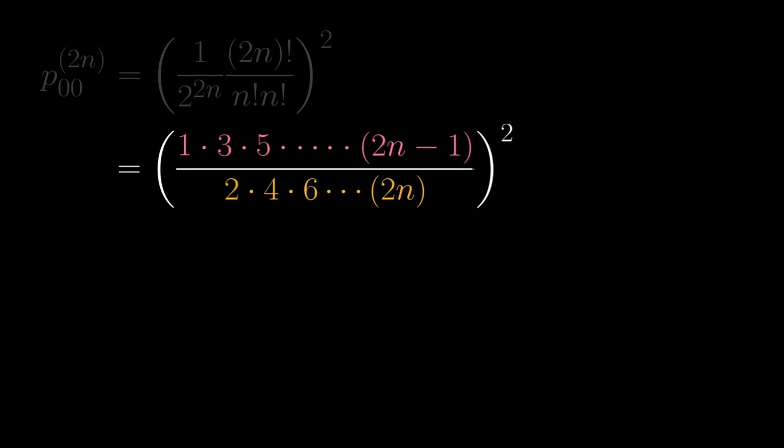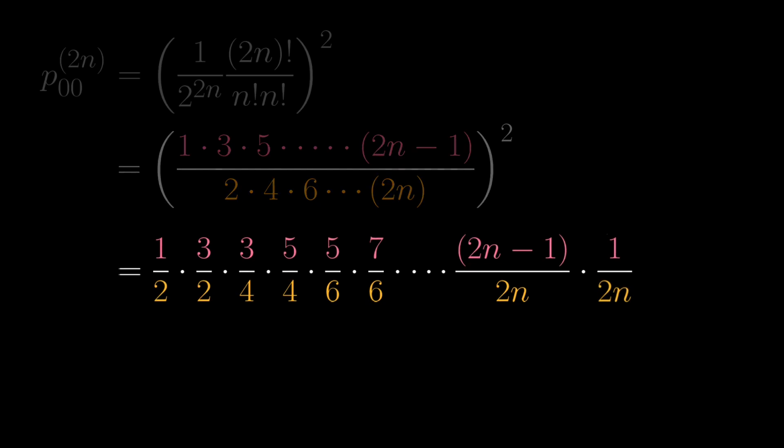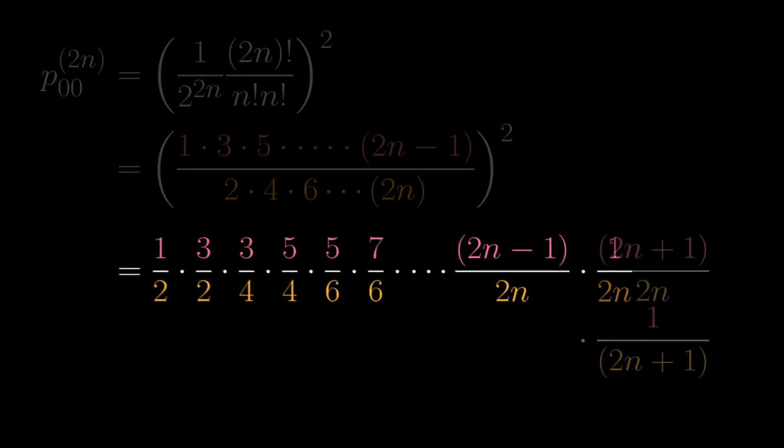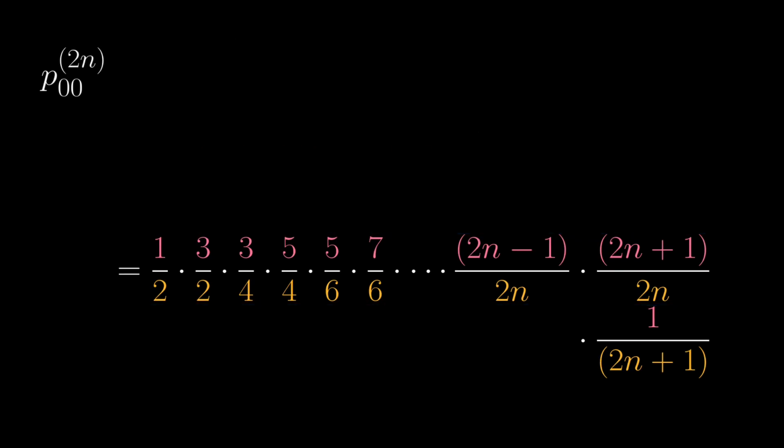But we still have the square out there, and so we need to have 2 copies of each number. Because the first number is a 1, we can essentially slide the numerator by 1 place, and the value will still not change. Just to make our pattern continue, we multiply and divide by 2n plus 1. This first part might be familiar because it is the truncated Wallace product. Don't worry if you don't know anything about the Wallace product because we don't need to use that.